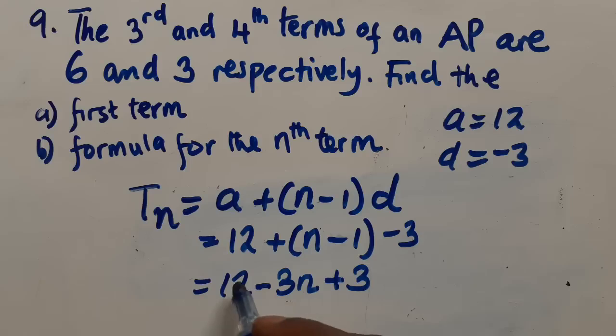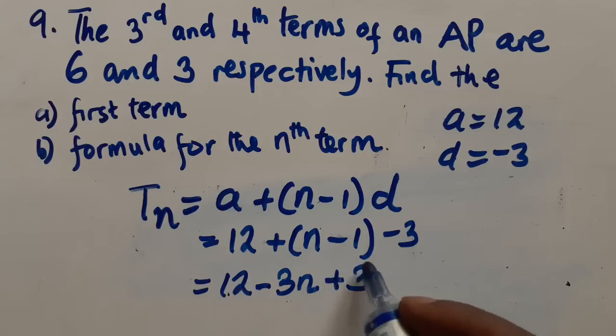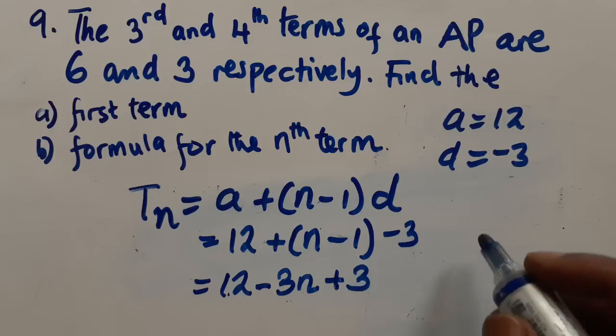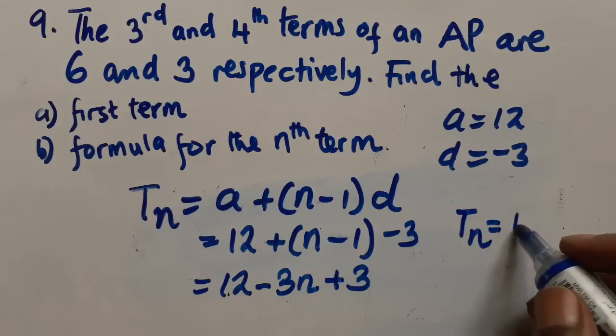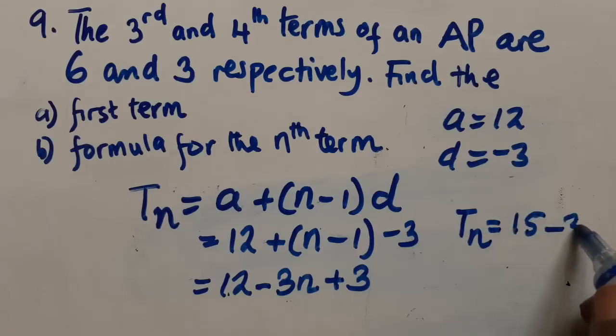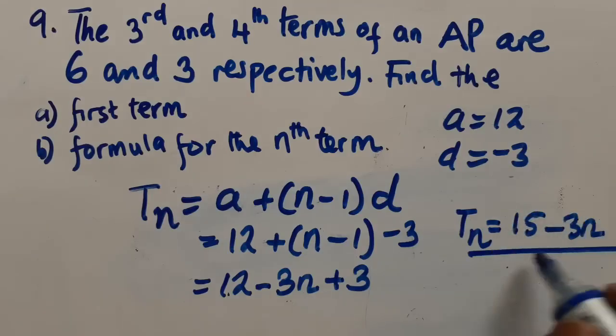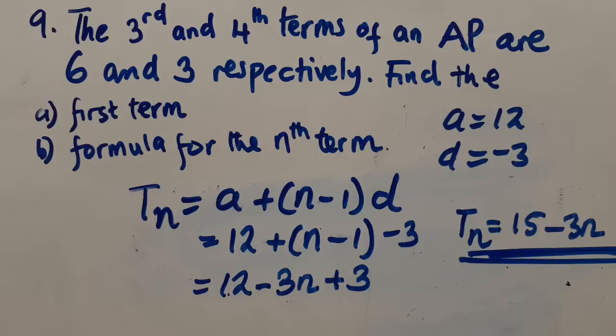Then you put the like terms together. 12 plus 3, what do you get? So tn is equal to 15 minus 3n. This is what is going to be the answer. All right. So we go to question 10 now.